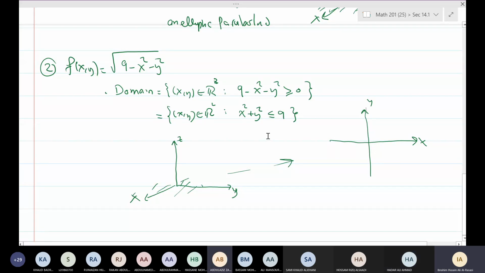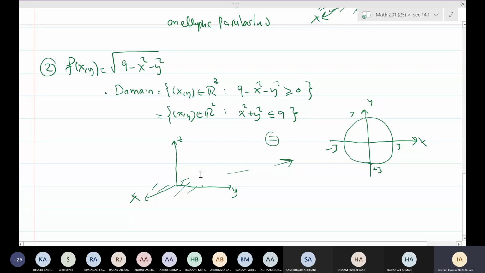If it is equal, it will be a circle, but it is less than or equal. Very simple, pay attention. x squared plus y squared less than or equal to 9. You sketch the equality, which will be a circle. So this is a circle, center the origin and radius 3: minus 3, 3, 3 and 3. This is if it is equal.